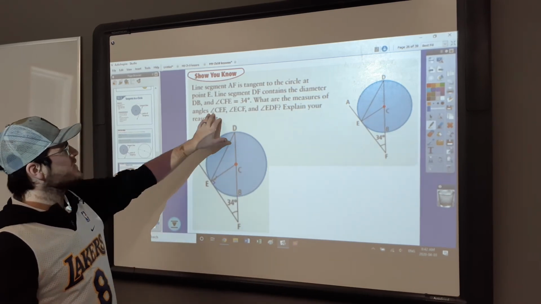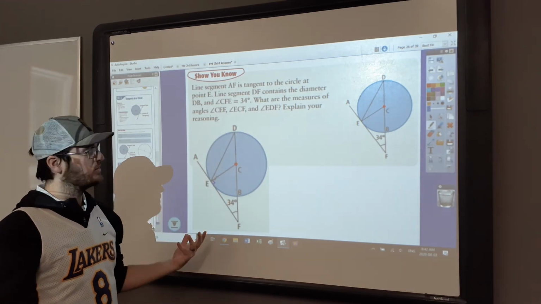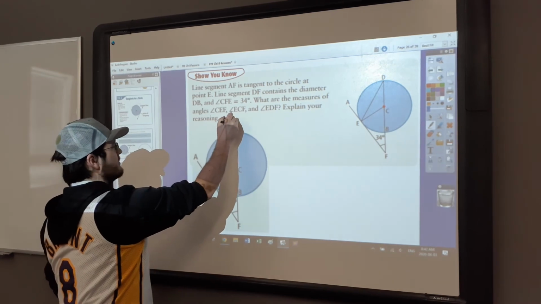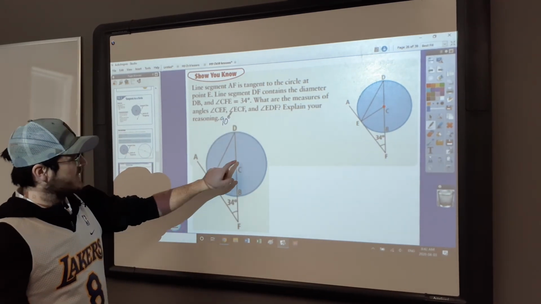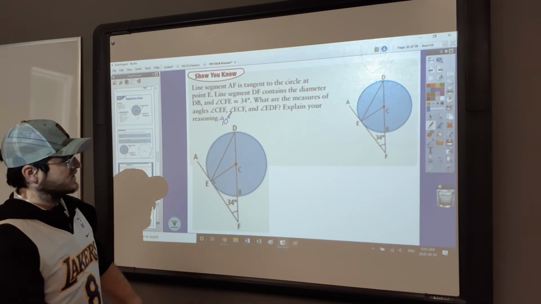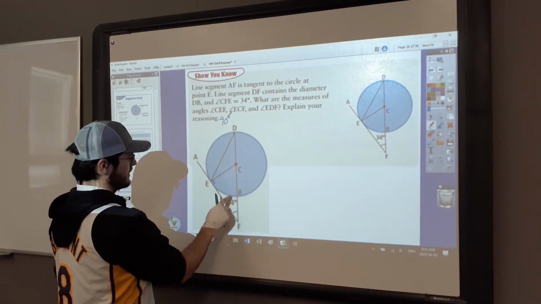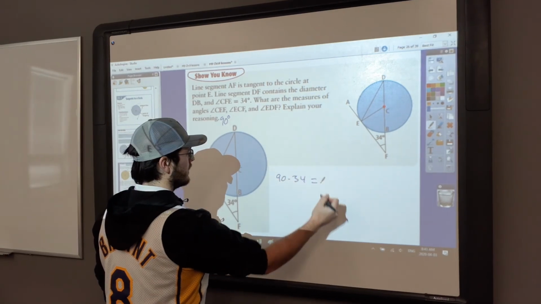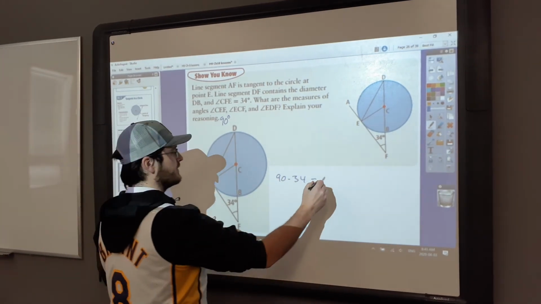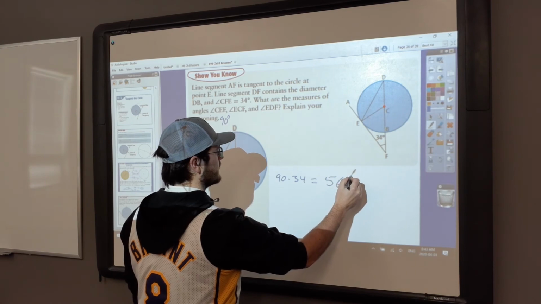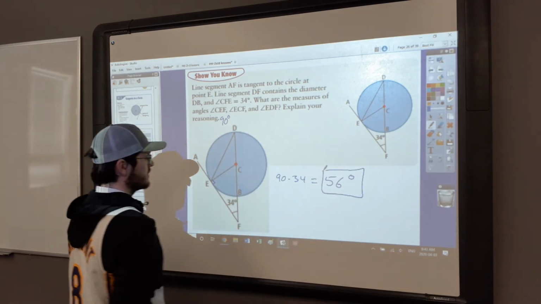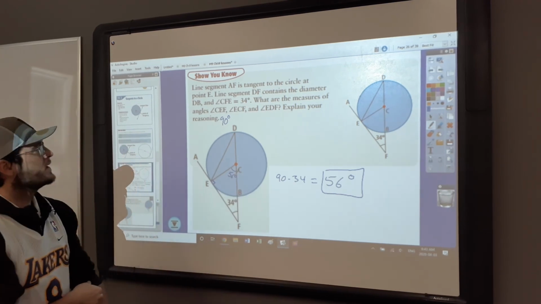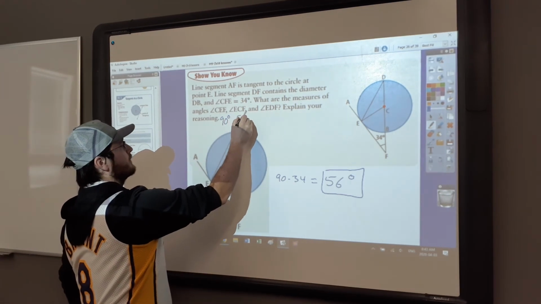Again, before I even start looking at this, just start filling in what you know on the picture. So CEF, that's actually my 90 degrees, we already have that written down. ECF, that's this angle. So just like on the last example, I can figure this out by just doing 90 minus 34, which would be 56. So 56 degrees is ECF.